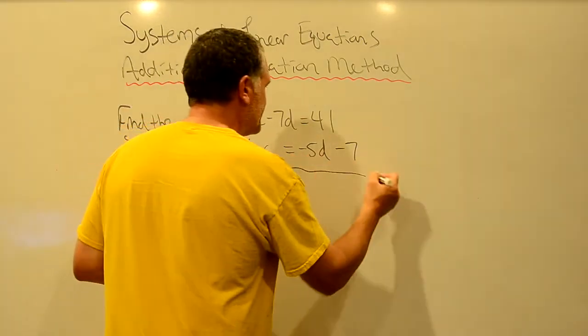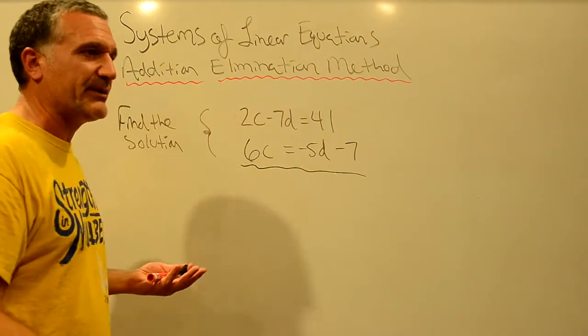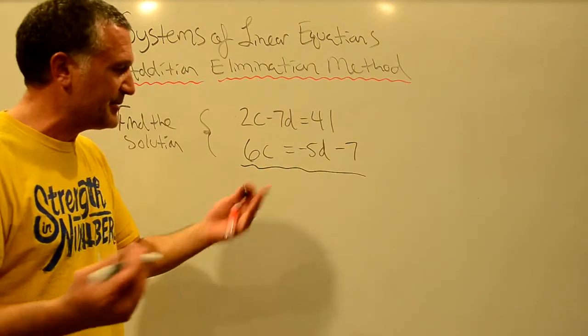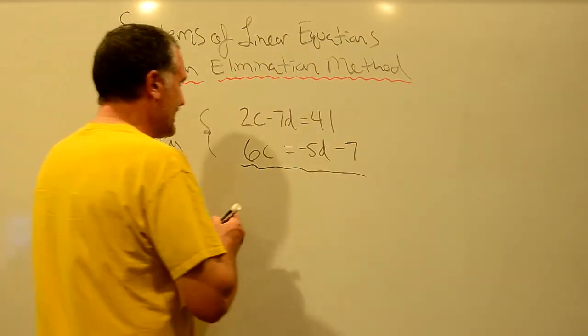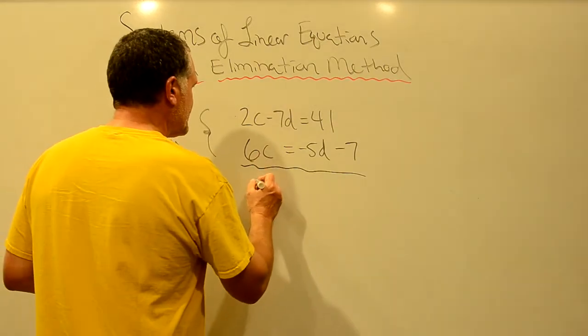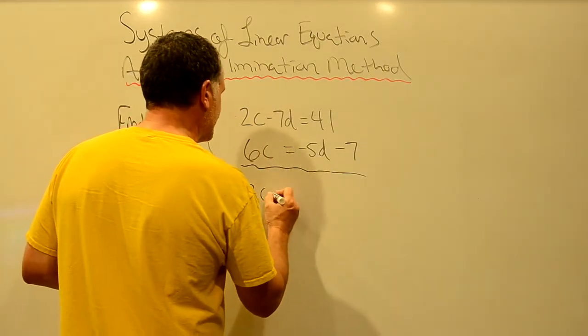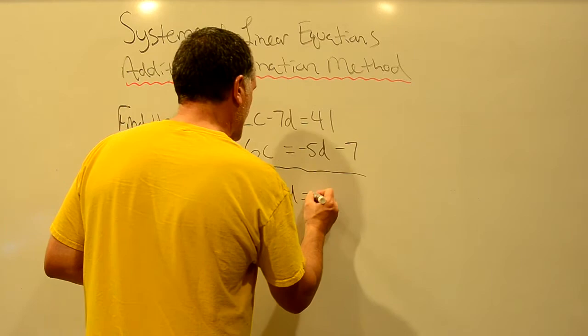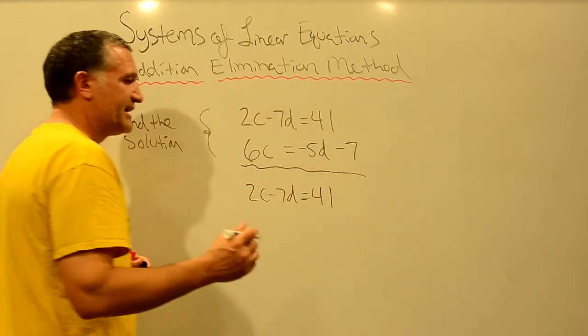And this is kind of what you need to do. You just need to get a lot of scratch paper, be willing to write a lot of equations, maybe use different colored pens, and go through a process. So I'm going to rewrite my top equation that says 2c minus 7d equals 41. That one is in standard form.